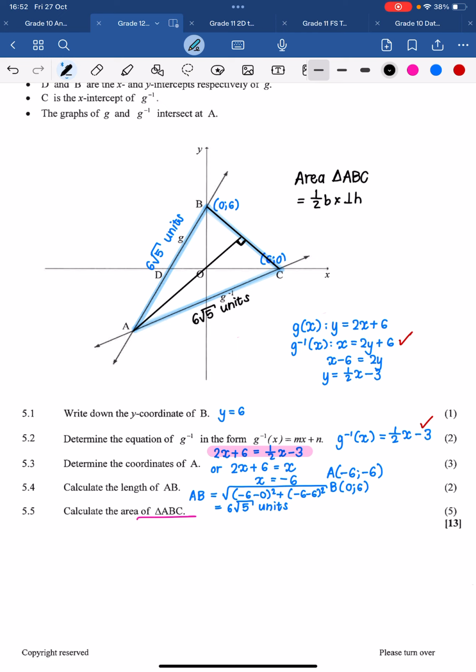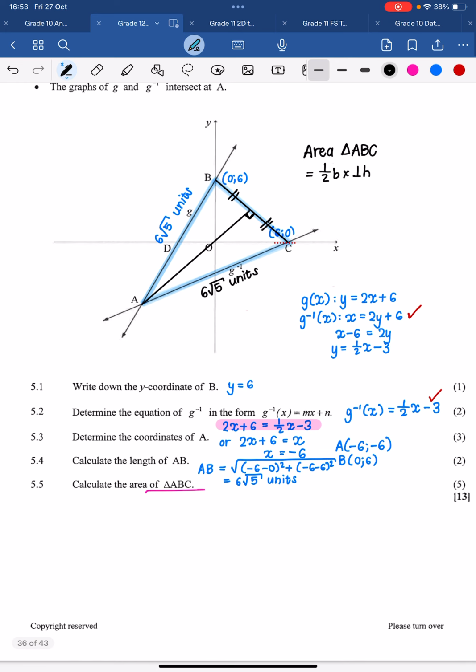And guys, I'm going to use Pythagoras to work this out. I have 6 root 5 there and 6 root 5 there. If it's an isosceles triangle, a perpendicular height will cut the base in half. So let's quickly work out what BC is. I'm going to do the calculation here at the bottom. I have the coordinates of B. I erased it, but it was (0, 6), and the coordinates of C were (6, 0). So I had those two coordinates already.